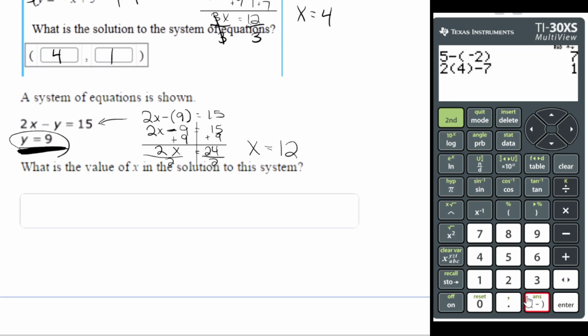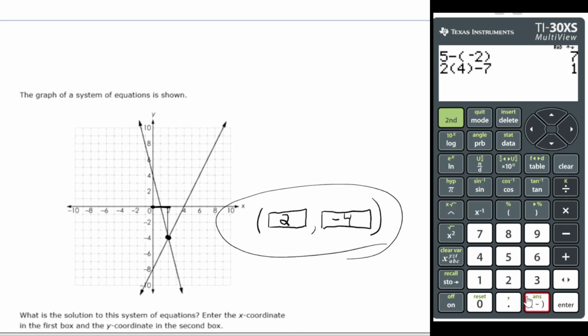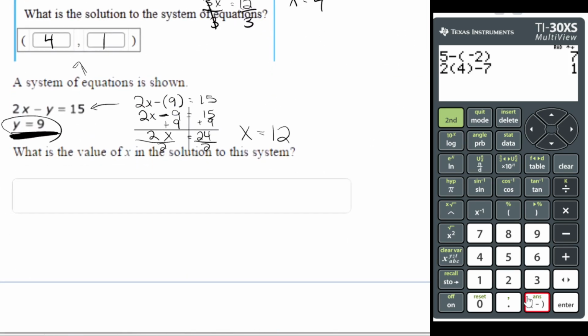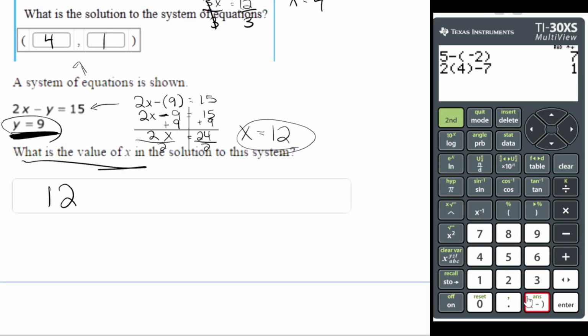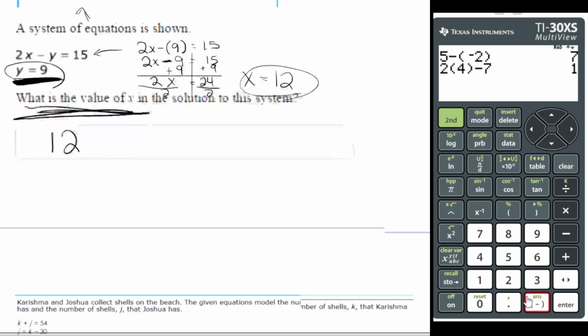And now, normally you would find this as a coordinate pair, like how we did up here, or how we did up here. But in this situation, the question is only asking you, what is the value of x? The value of x is 12. So you just put in 12. Just 12. Don't try to put in a coordinate pair. Don't try to put in 9. Tells you what is the value of x. The value of x is 12. Okay?